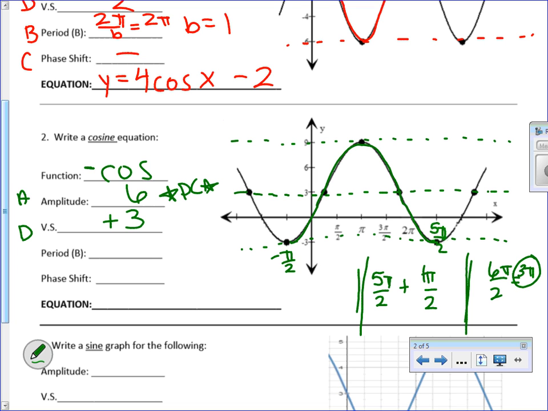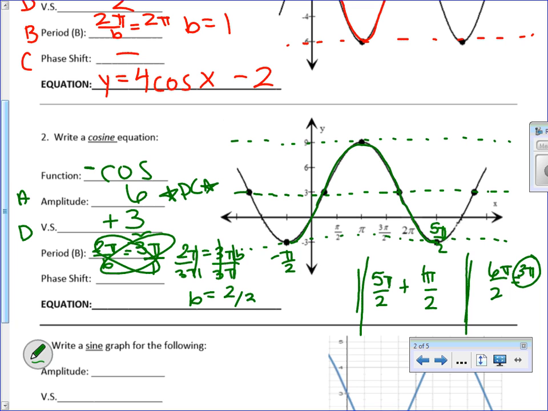Okay, it's always positive. So your period is going to be 3π, but is that the b value? No, what do I have to do with it? Equal it to what? 2π/b. This one you probably have to cross multiply for to figure out. So when I cross multiply, 1 times 2π is 2π. 3π times b is 3πb. You divide by 3π on both sides. The pi cancels, the 3 cancels. What is b equal to? 2/3. Just did all of that work to get my new b value. I'm going to put it right there.